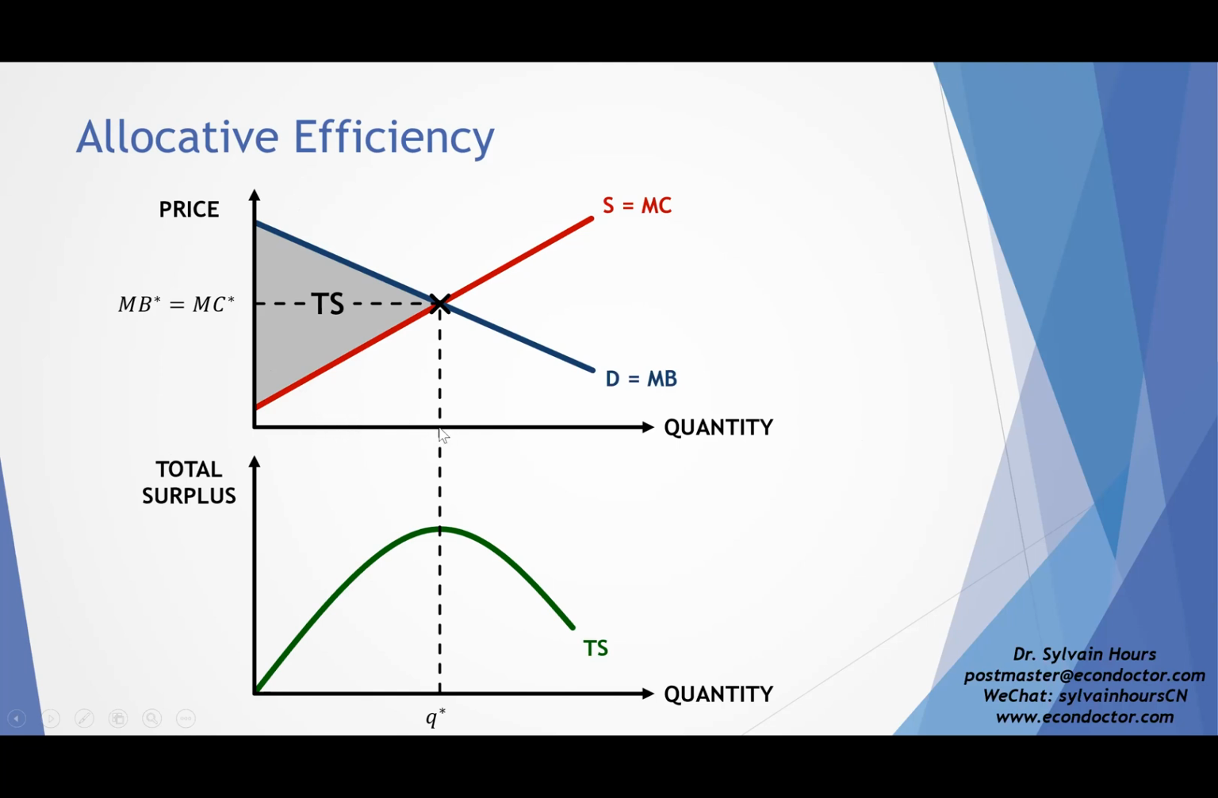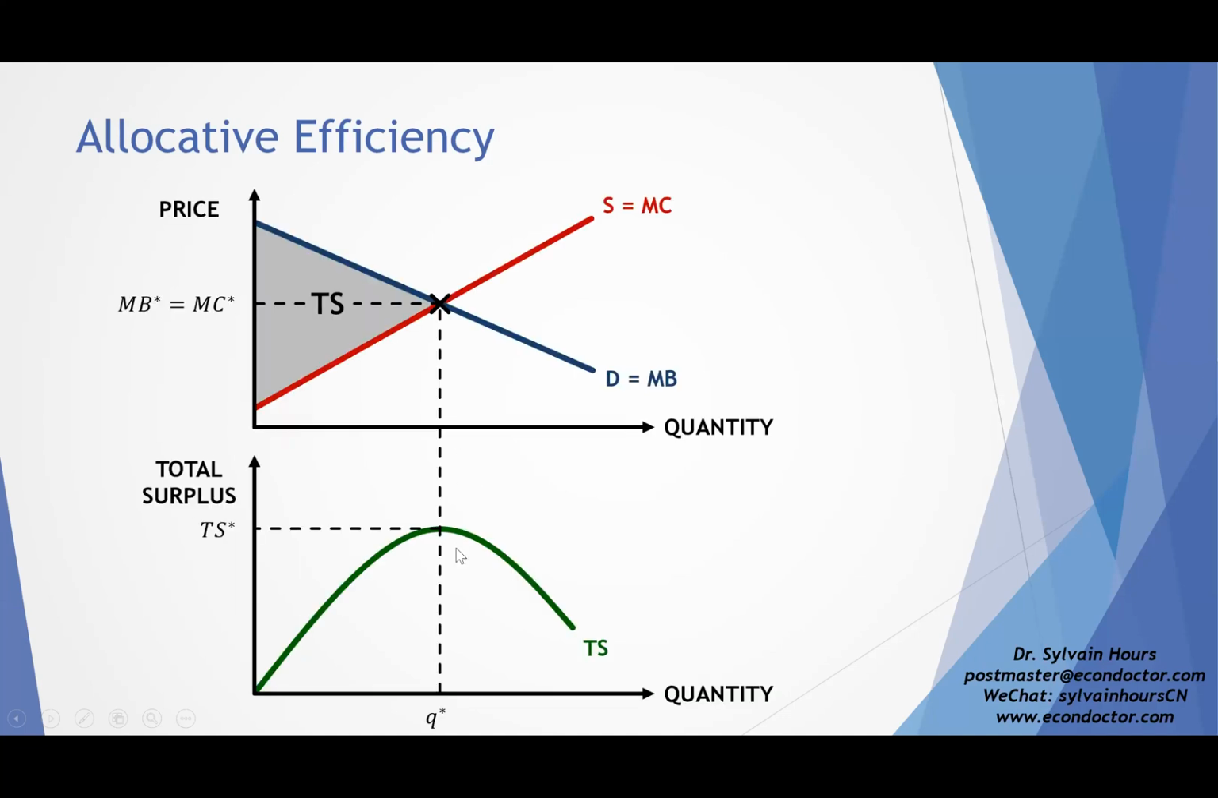And then once you reach the equilibrium quantity where MB is equal to MC, if you produce more, then total surplus will start to decrease. Okay. So on the left of Q star, you have an under provision. On the right of Q star, you have an over provision, and at Q star, you have allocative efficiency, and you maximize total surplus. TS star is the maximum value of the total surplus.